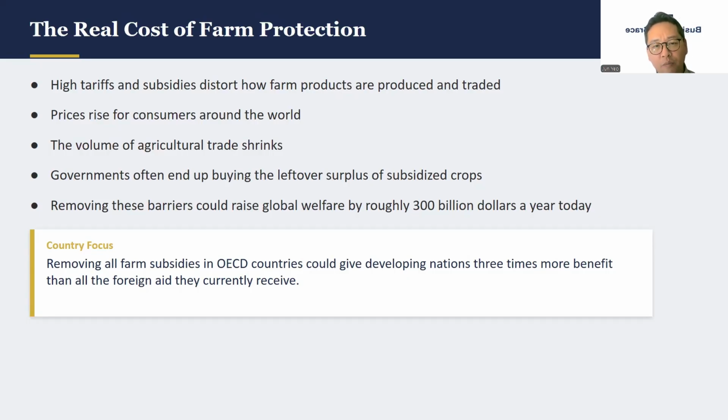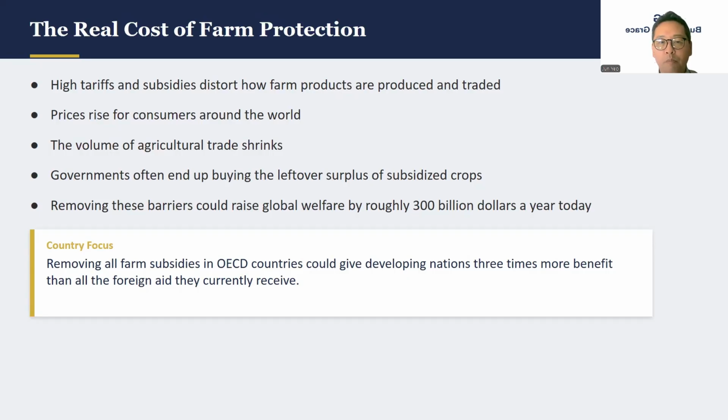There's another striking point here. If OECD countries remove all their farm subsidies, developing nations could gain 3 times more benefit than all the foreign aid they currently receive. In other words, free trade in agriculture could do more for poor countries than traditional aid programs.